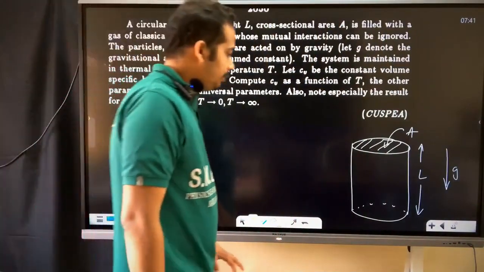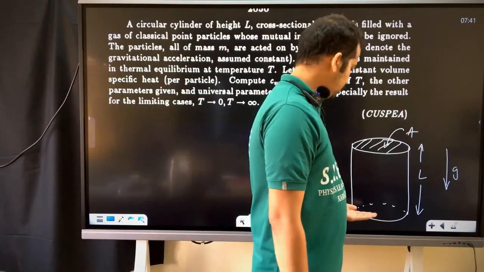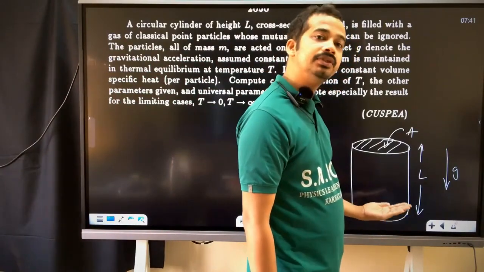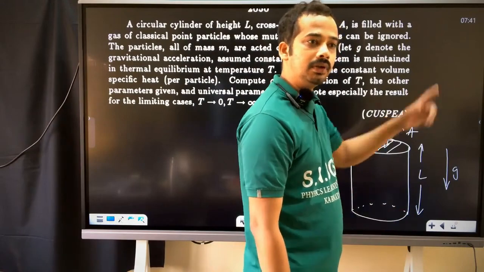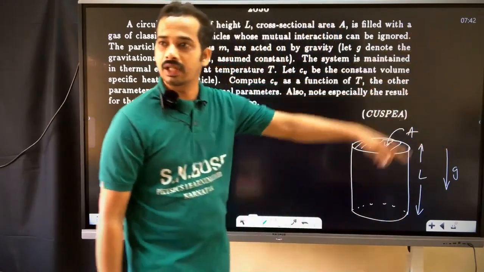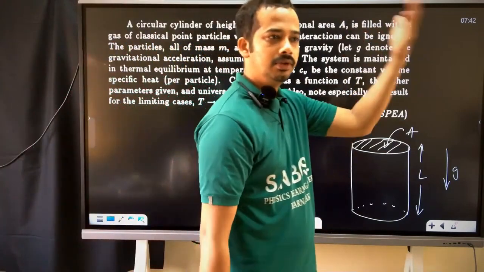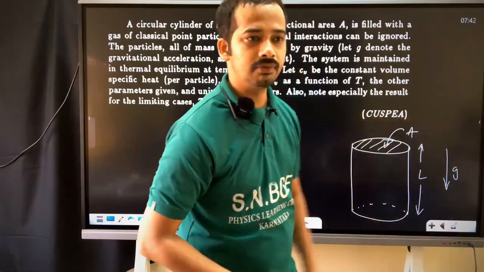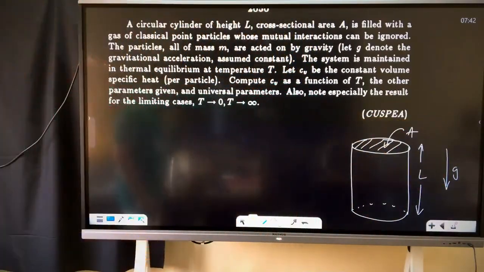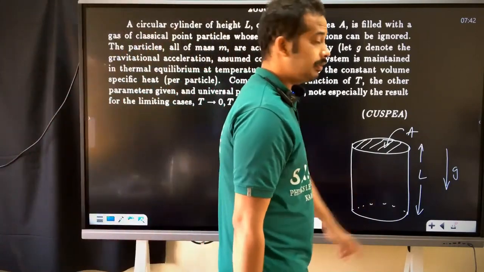Now, whenever gravity comes, you are free to choose the bottom of this as zero potential. I will explain this in classical mechanics while discussing the simple pendulum and all. You have a choice of choosing zero potential, because the potential formalism is not unique. That's a very usual one.